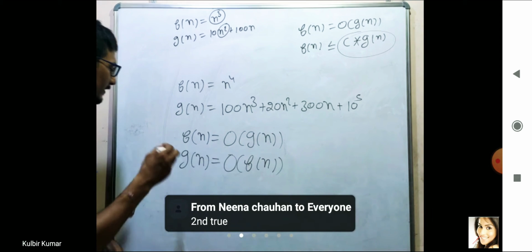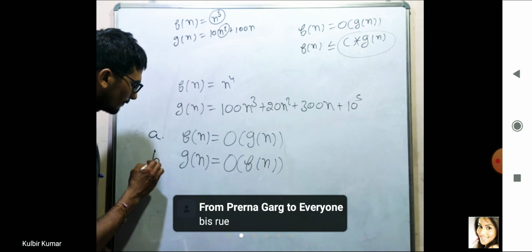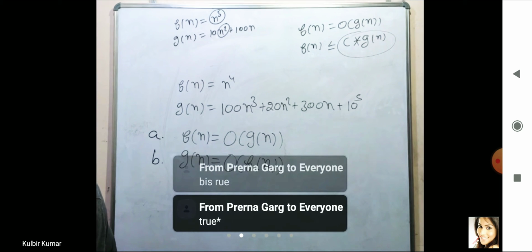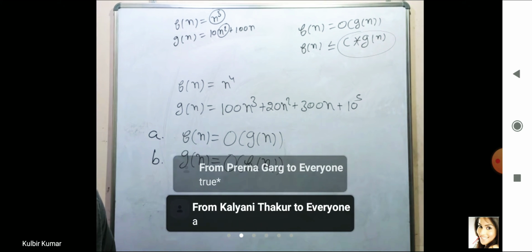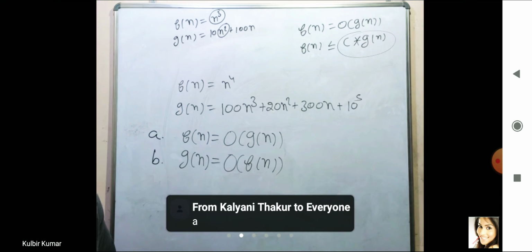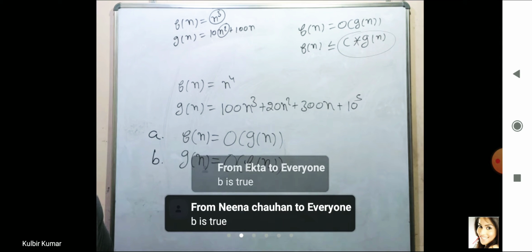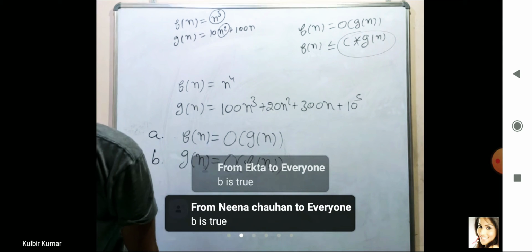Okay, so let us assume this is question A, this is question B. A is true, B is true. Kalyan, don't write just A, so write either A true, A false. Okay, B is true.